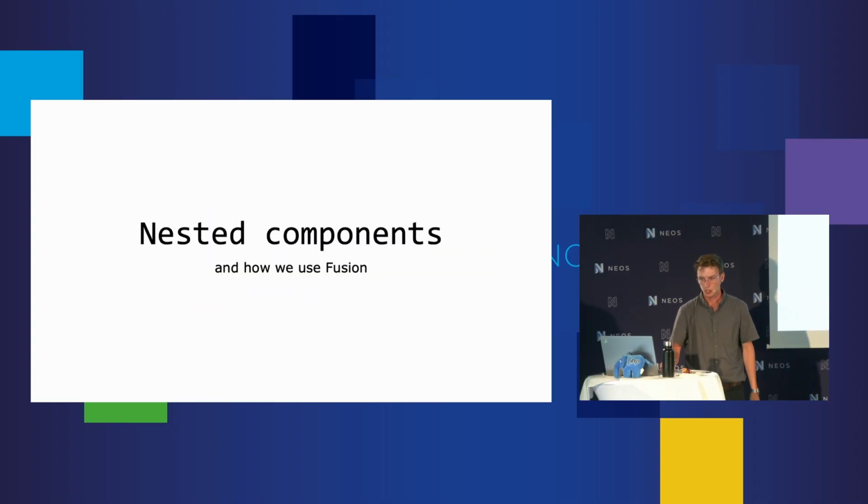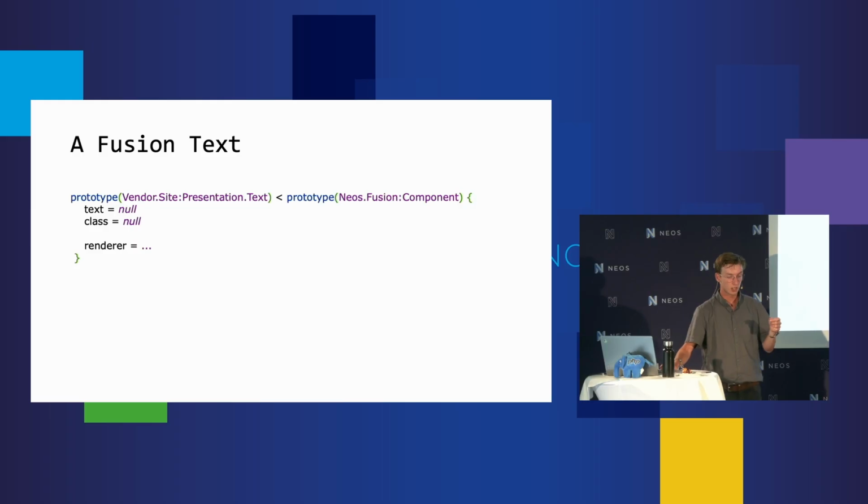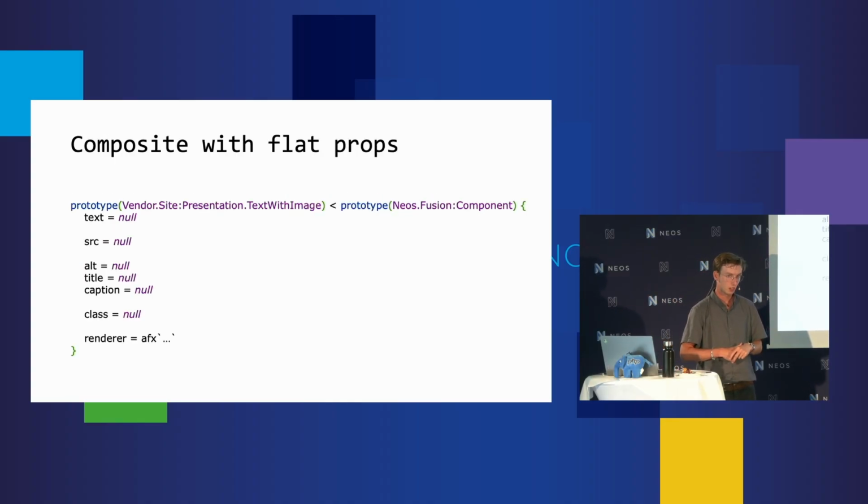So let's talk a little bit about nested components, because this is something that is quite often used in Fusion. If we think about a simple image, which has the following props: source, alt, title, caption, class. If we were now to look at a text component, which consists of text and class, and want to combine them together in a text with image component, we might be tempted to write this. Just copy all the props from one class and from the other class, or prototype, and then you're happy, right?